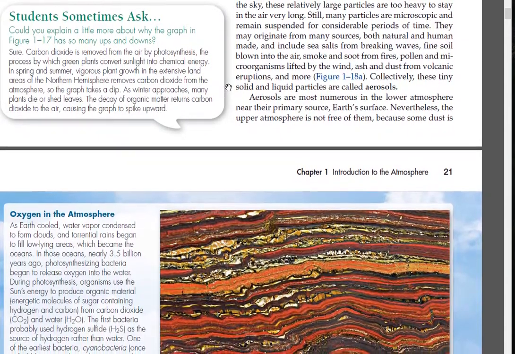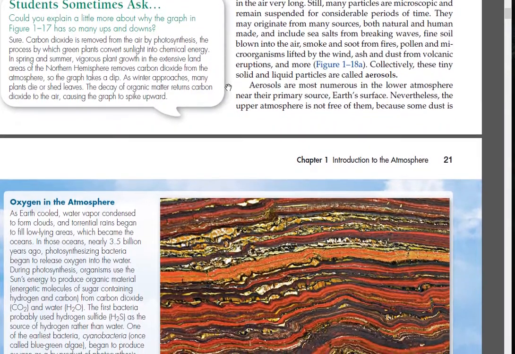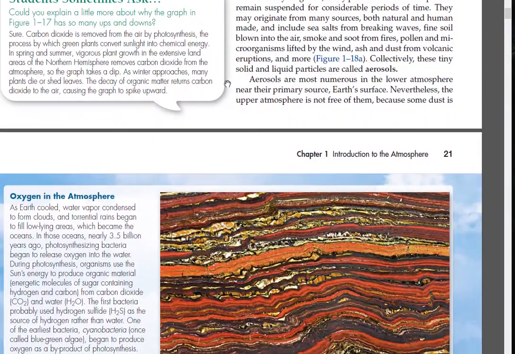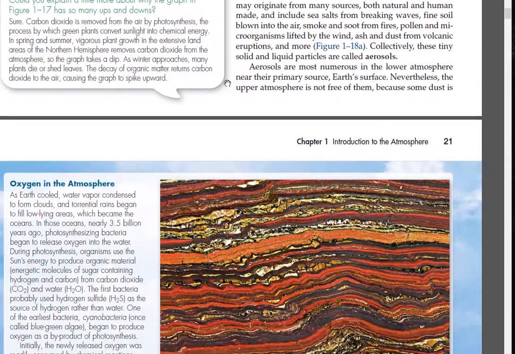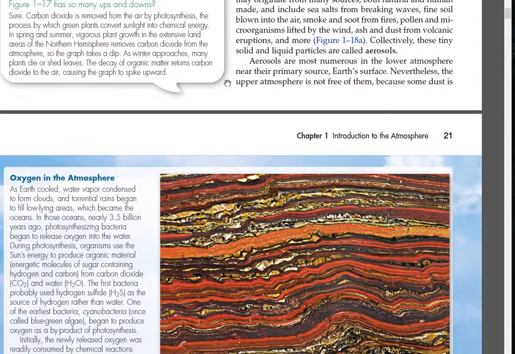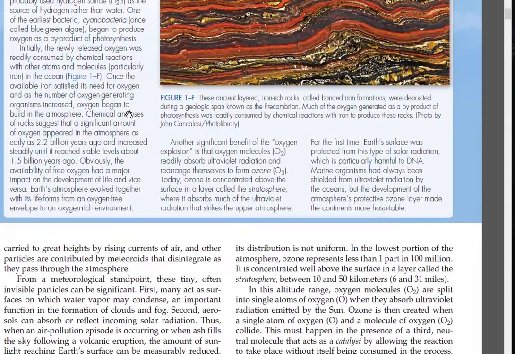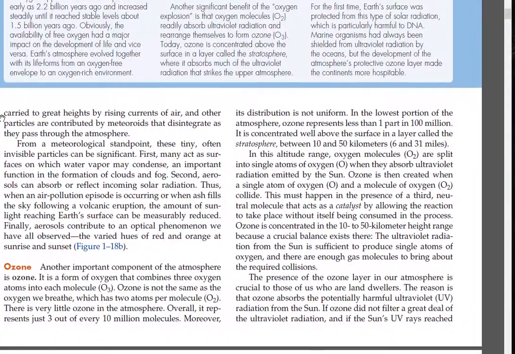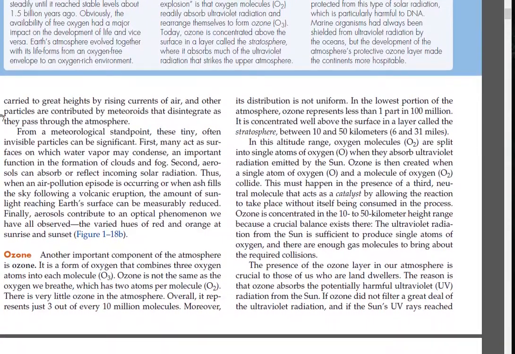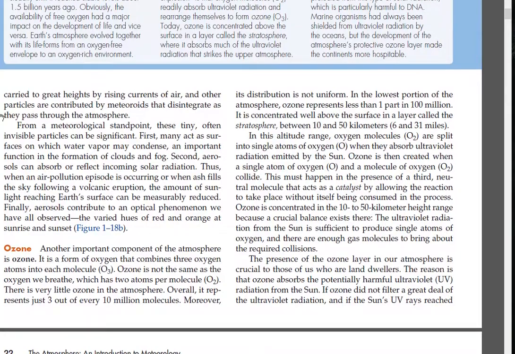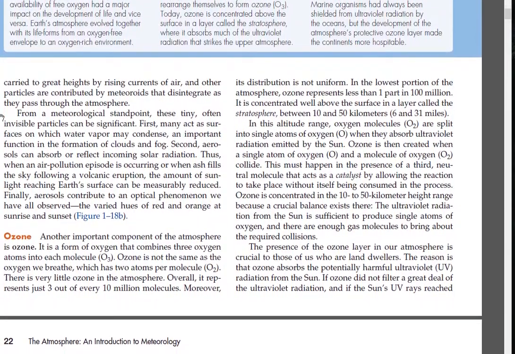Collectively, these tiny solid and liquid particles are called aerosols. Aerosols are most numerous in the lower atmosphere near their primary source, Earth's surface. Nevertheless, the upper atmosphere is not free of them, because some dust is carried to great heights by rising currents of air, and other particles are contributed by meteoroids that disintegrate as they pass through the atmosphere. From a meteorological standpoint, these tiny, often invisible particles can be significant.